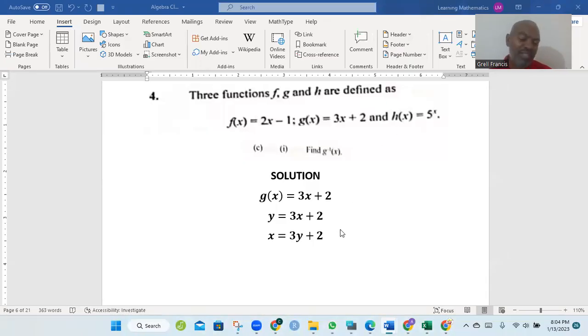To clarify a question, there was a question about where that y came from. All of a sudden, you start with g of x is equal to 3x plus 2. Here it is, g of x is equal to 3x plus 2. And all of a sudden, you have y is equal to 3x plus 2. Why is it possible to put the letter y in the place of g of x?